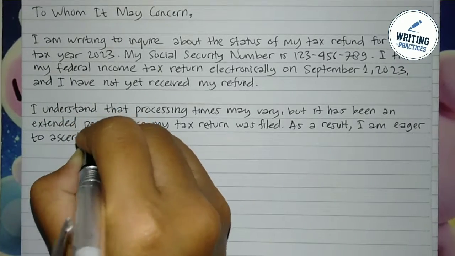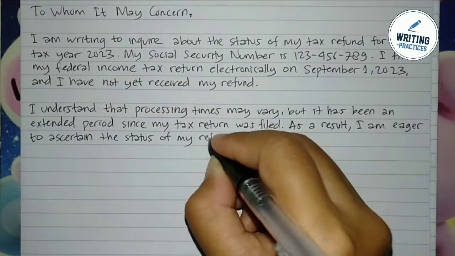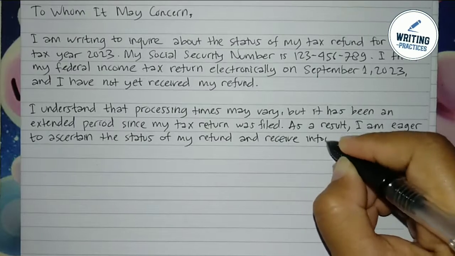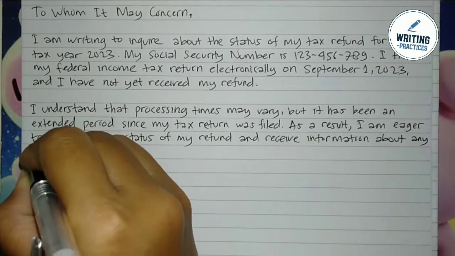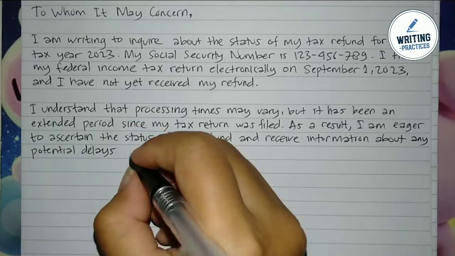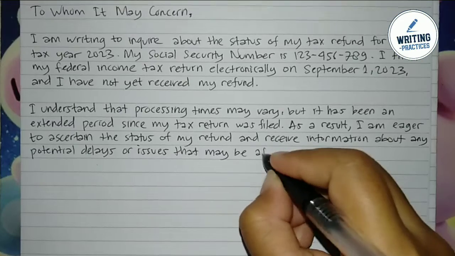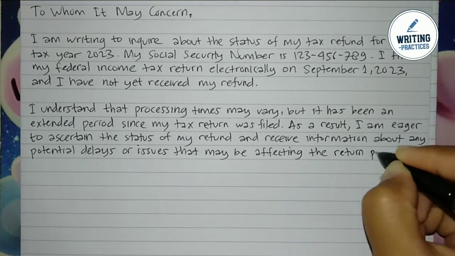Not only that, you need to also request information about any potential delays or issues that may be affecting the processing of your return. And here, the writer wrote, as a result, I am eager to ascertain the status of my refund and receive information about any potential delays or issues that may be affecting the processing of my return. Sure, you can use this paragraph in your letter.